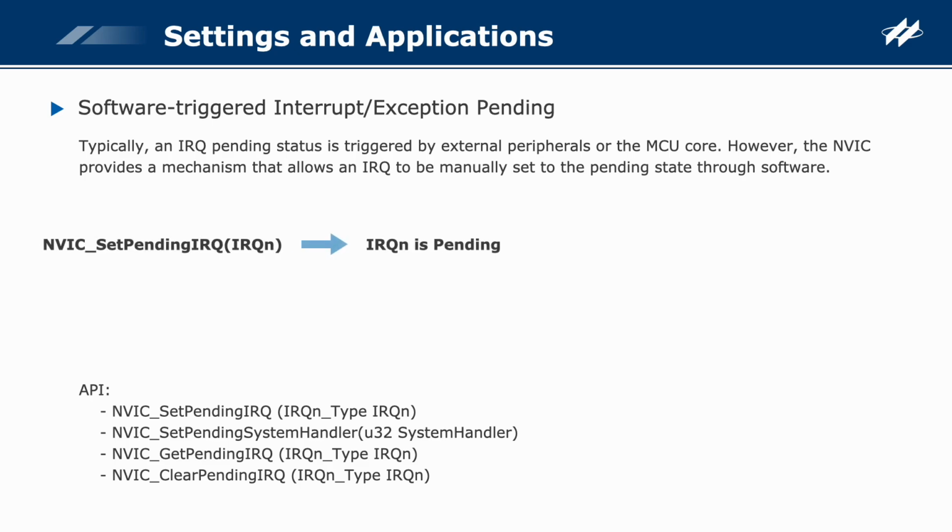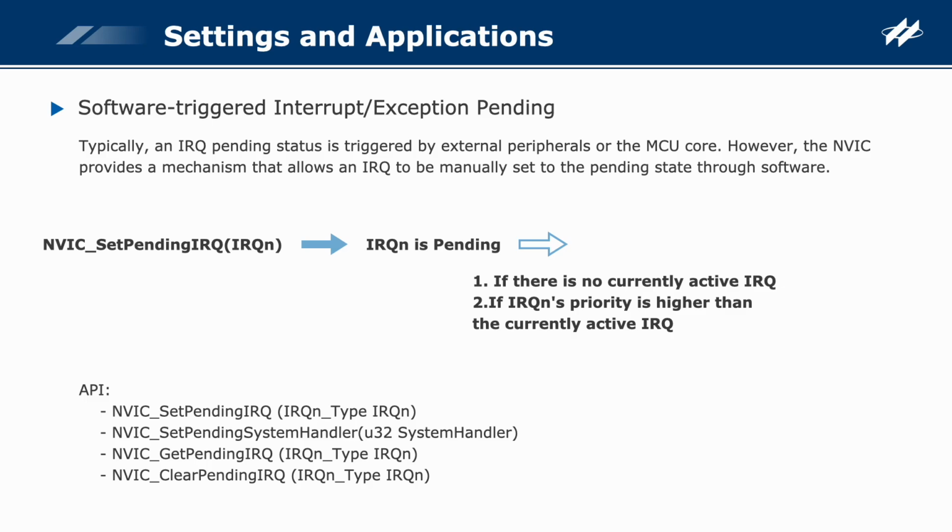Call the NVIC_SetPendingIRQ API to set the specified IRQn in the pending state. If there is no currently active IRQ, or the IRQn's priority is higher than the currently active IRQ, the IRQn state transitions from pending to active, and its corresponding ISRn begins execution. Conversely, if the IRQn priority is not higher than the currently active IRQs, the IRQn will remain in the pending state until the current ISR completes execution and will then be processed.